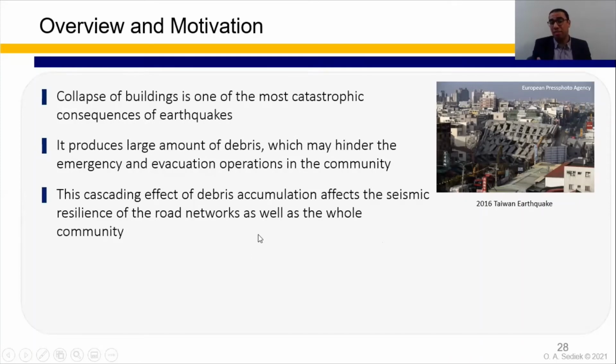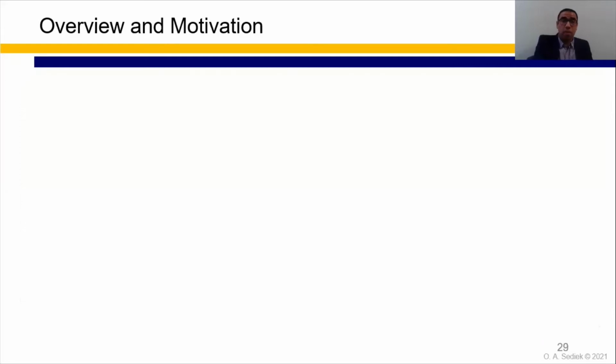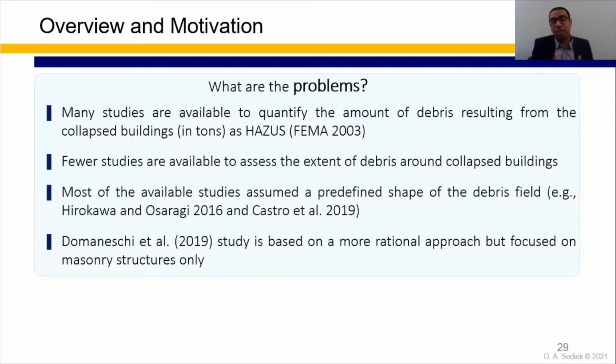So this cascading effect of debris accumulation affects the seismic resilience of the road network and the whole community. Another recent example for this is actually the 2010 Haiti earthquake that produced around 13 million cubic yards of debris, and it took years to remove this debris from Haiti because of the poor resources that were available in Haiti at this time. So what are the gaps in literature?